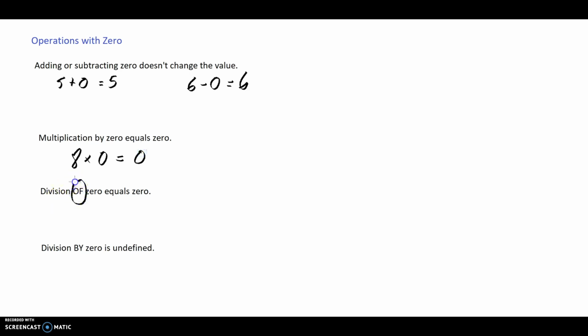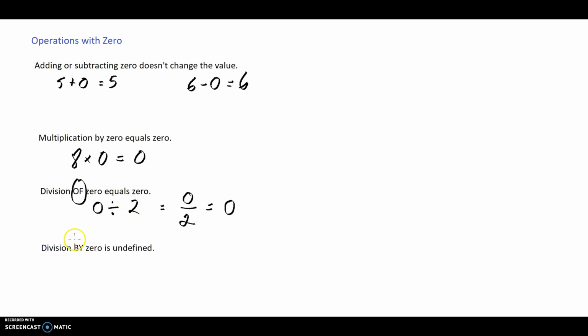Division of 0 and division by 0. So division of 0. This means 0 divided by a number. So that might look like this, right? 0 divided by anything is still 0. And one way to look at that is, if I've got 0 pizzas and I divide it in 2, I still have 0 pizzas. So that's just one way to think about it.